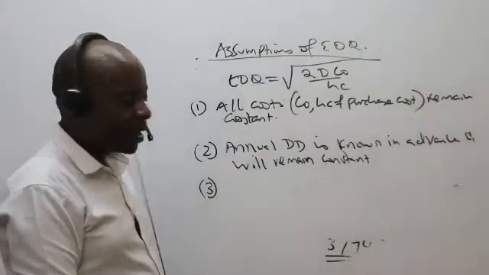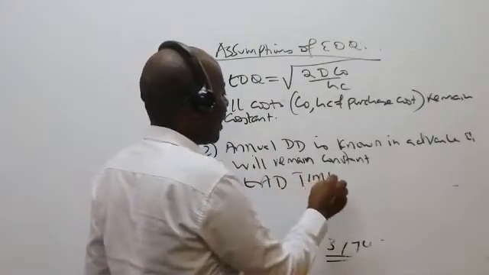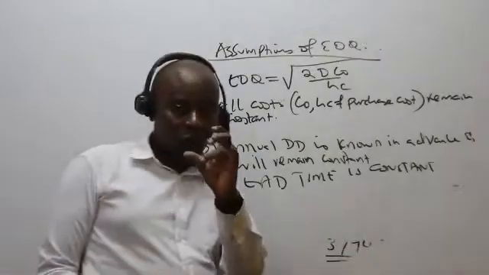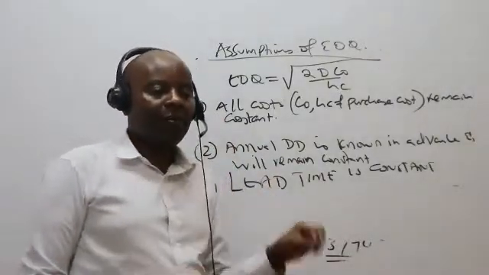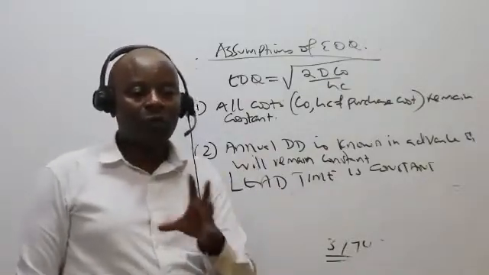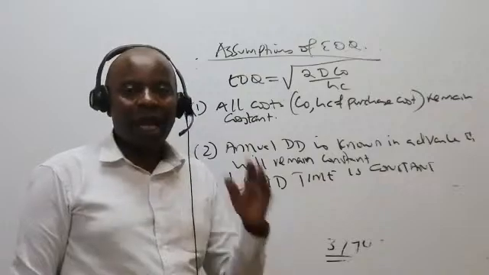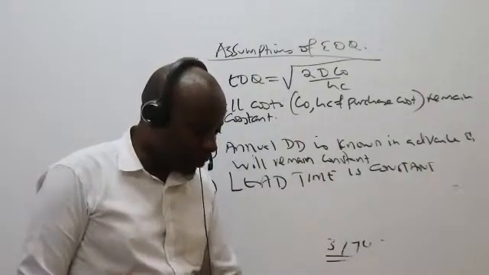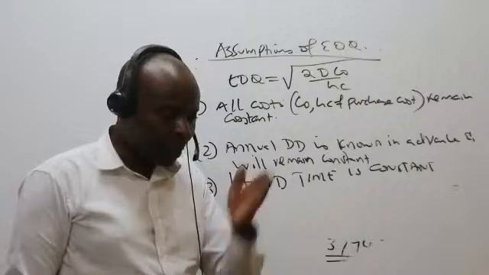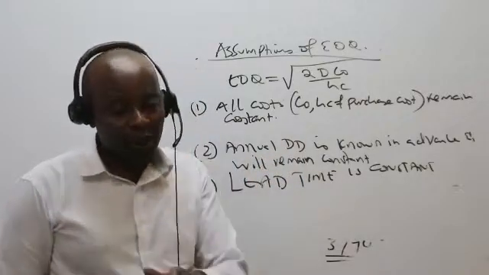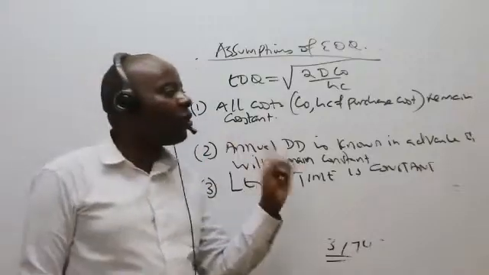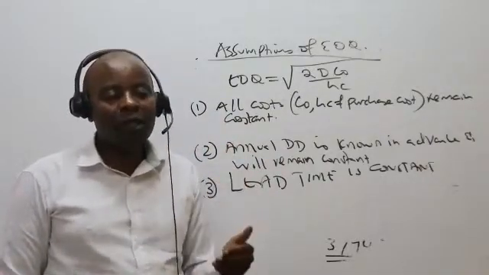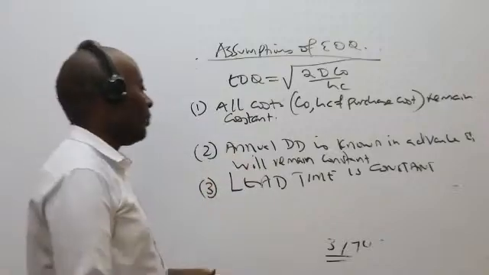Number 3, that lead time is always constant. Remember, lead time is the time between placement of an order and the actual receipt of goods. That is what we call what here, somebody? Lead time. When do you place your order? On Thursday. When did I get my order? On Saturday. So that time lapse between placement of an order and the actual receipt of goods is what we call lead time. We're saying that for this model to work, ladies and gentlemen, that lead time must be known in advance and will remain constant. That is very important for me.